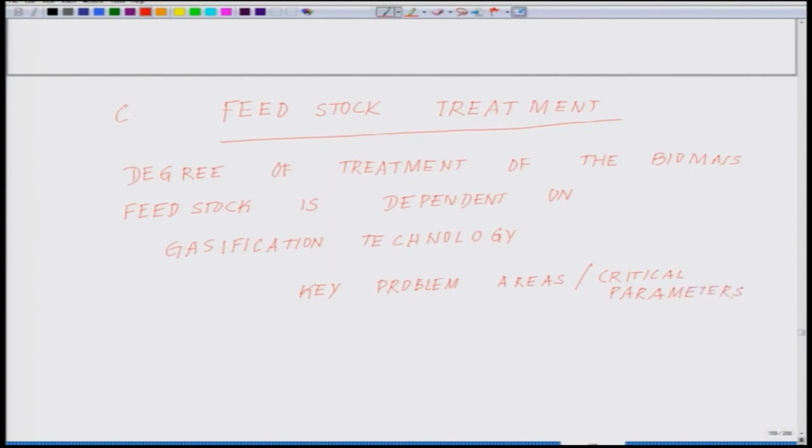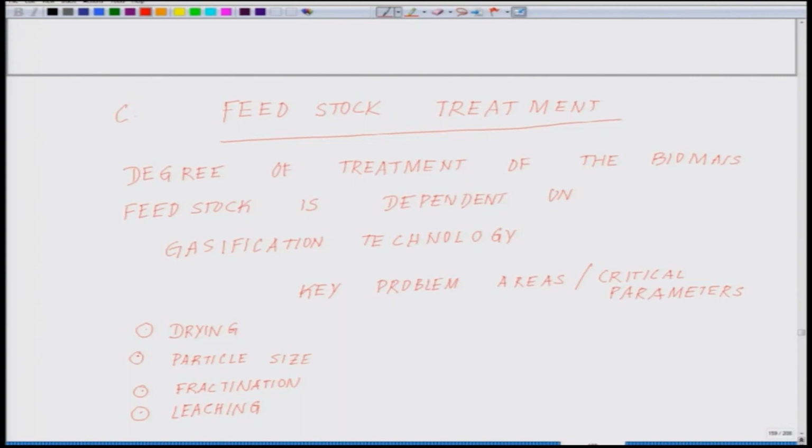So, among these critical parameters, one aspect is the drying. We will come one by one into them. Let us enumerate all of them. Second one is the particle size of the feedstock. Third thing is fractionation. And the fourth aspect is leaching. These are the key problem areas which we will be discussing.